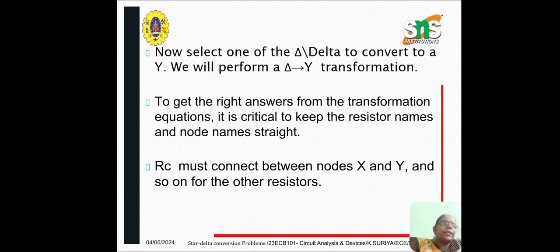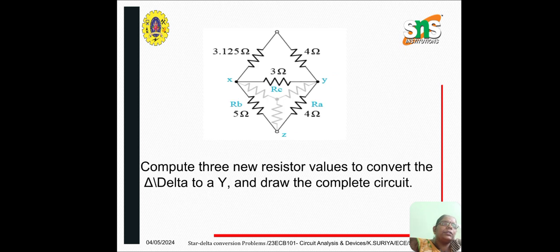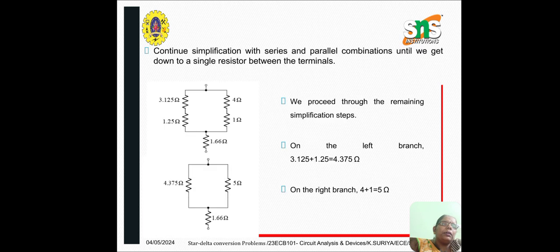So you select one of the delta networks to convert to a star network, then we will be performing the delta to star transformation. This is how we will be transforming it. So compute the 3 new resistor values, and then you have to calculate the equivalent network. So this will be the equivalent diagram.